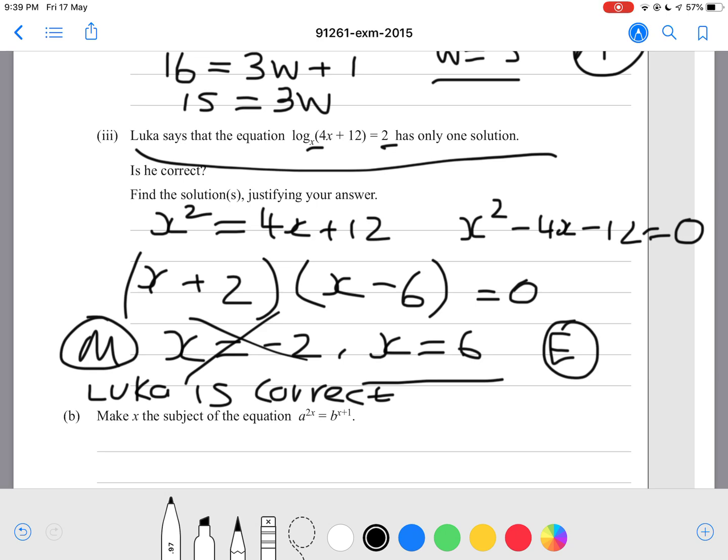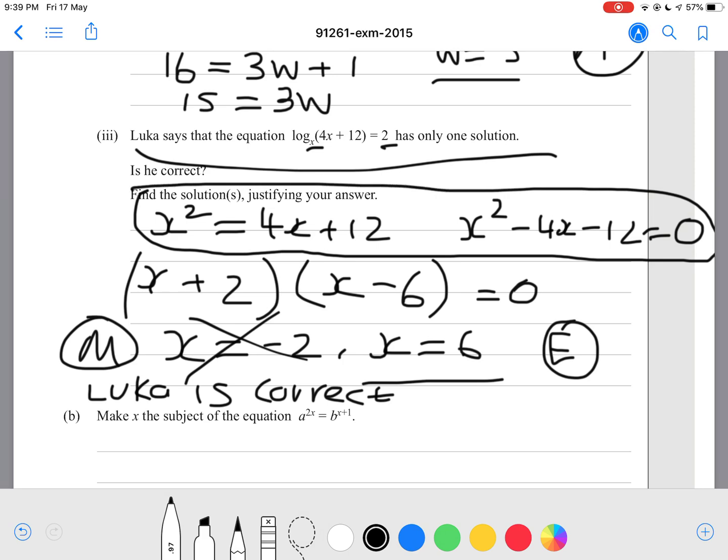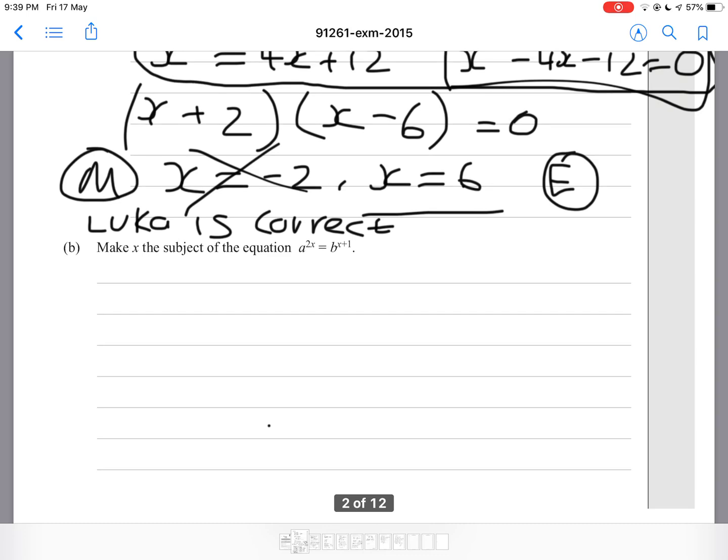Okay, you're going to go down. And to get the achieved, you just set up the quadratic equation. So you're setting up the x equals, so just this part. Okay, so x squared minus 4x minus 12 equals 0. So mainly it's this part that's going to get you an achieved. Okay, yeah. So make x the subject of the equation.